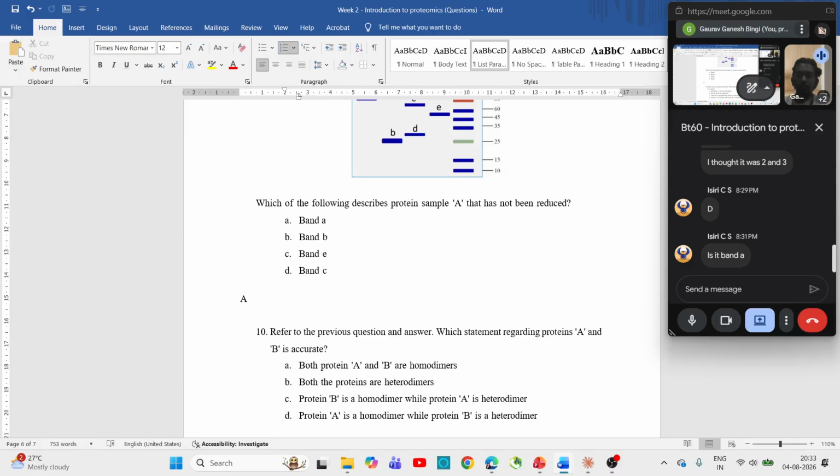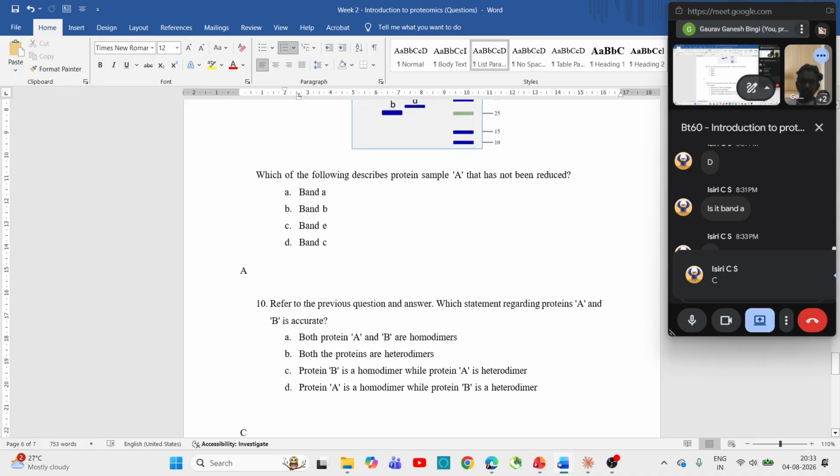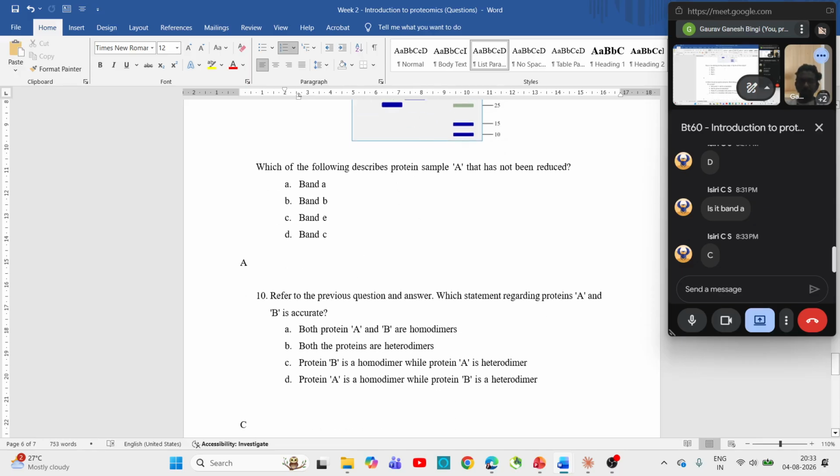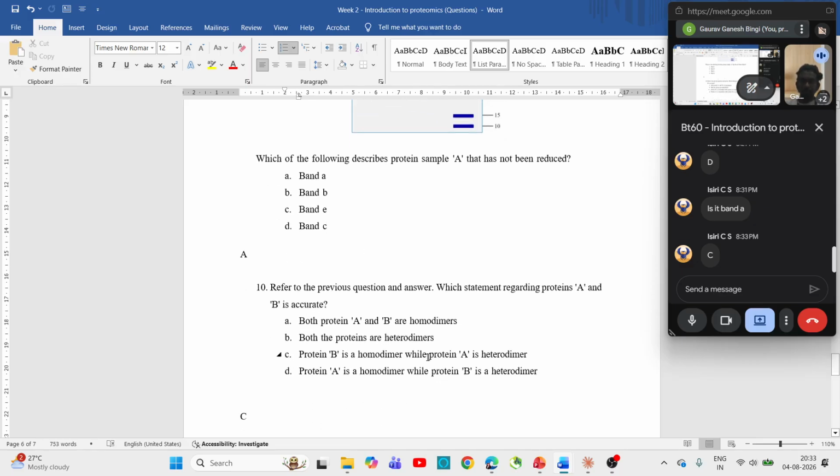So we know it for A. You can also get to know for B as well. You say C. So B is a homodimer. That's the reason we just see one band initially. So this is the not reduced one. This is the reduced one, which is showing 25. This is showing 50. And accordingly, that's what helps you to get this answer.